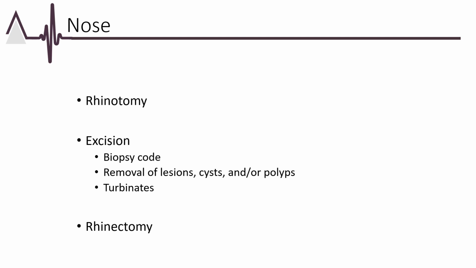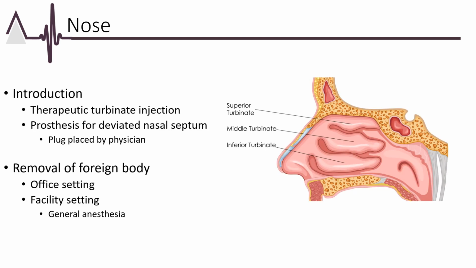A rhinectomy is the removal of the nose. This can be partial or total and is usually reported with closure reconstruction codes as noted in the parenthetical statement below the codes. Under the introduction section, we see codes for therapeutic injections into the turbinates as well as placement of a prosthesis, also known as a button, into the nasal septum to close a hole in the nasal septum.